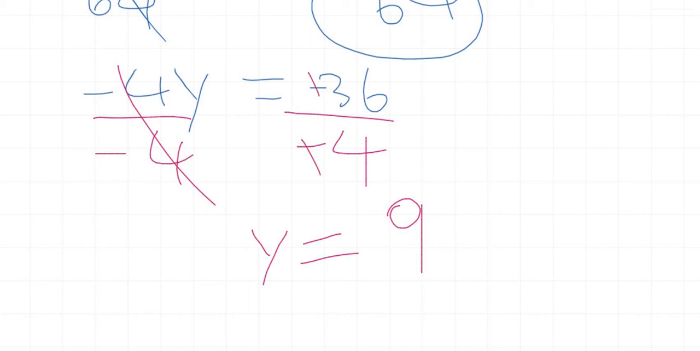Negative cancels negative, and 36 divided by 4 goes 9 times. So now, after finding one of the variables, this is so easy, because this is what we want. This is like using the elimination method.